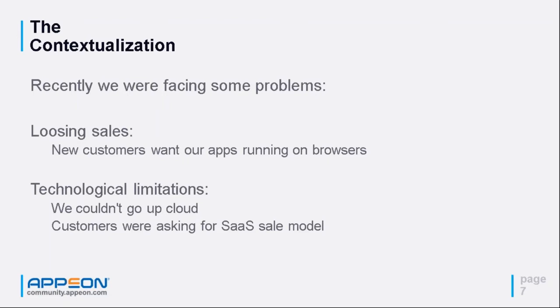There are some tech limitations as well. We cannot go up to the cloud, so we cannot have other economic sales models, like SaaS sales models and something like that. So we are limited to selling our on-premise version of our product, and our customers want it on the web, to use on the cloud, to pay as they use, and something like that. So we're facing this kind of problem.